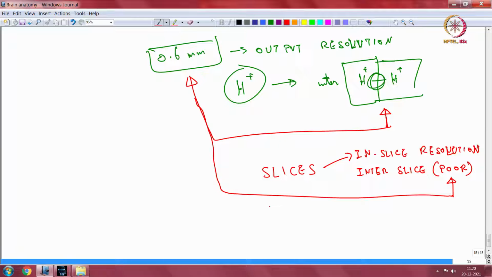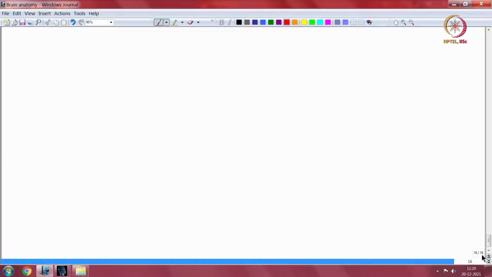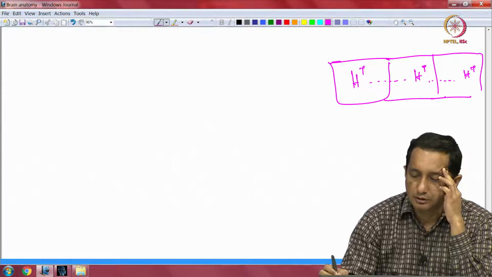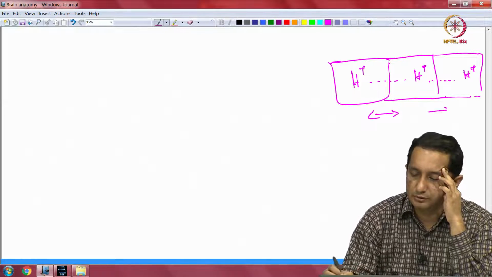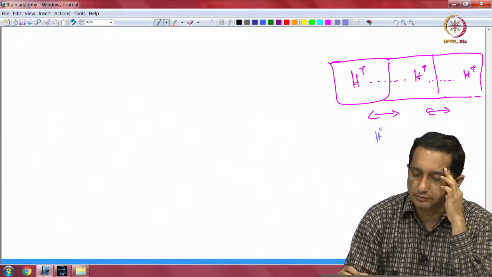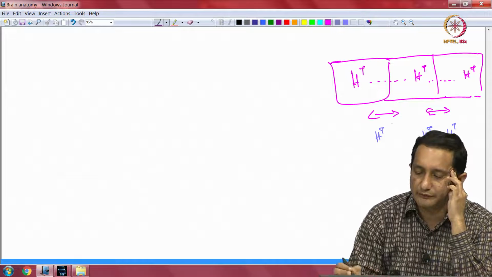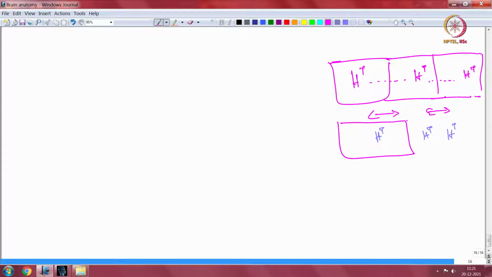The other issue which would influence resolution is motion. Though we have theoretical limits of resolution between H plus, if there is motion between two H plus, what would be the effective resolution? You have something like this, you have something like this, and you have something like this. This is what happens with motion.